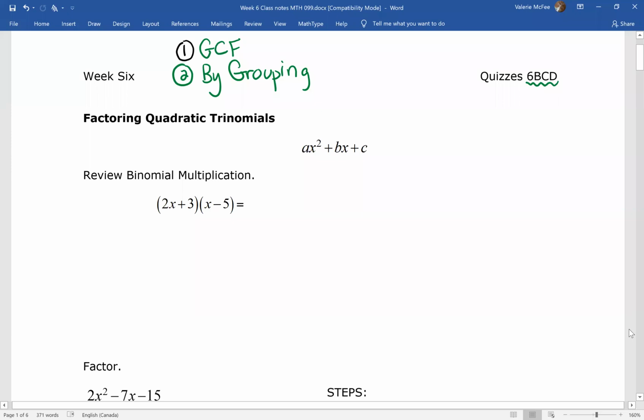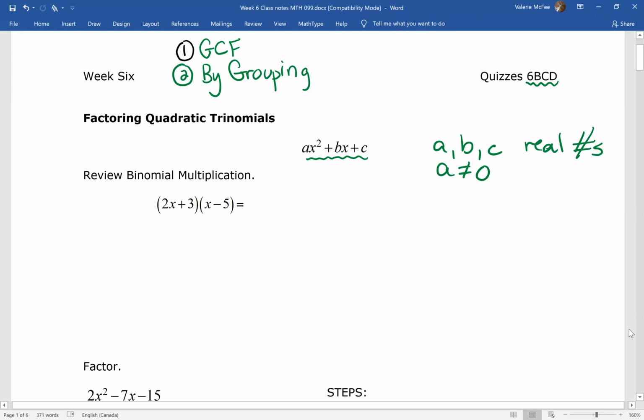So a quadratic trinomial, the type that we're going to be looking at, is in this form: ax squared plus bx plus c. A, b, and c all represent real numbers. And because we're talking about a quadratic trinomial here, we don't want a to equal 0. If a equals 0, we won't have a quadratic.